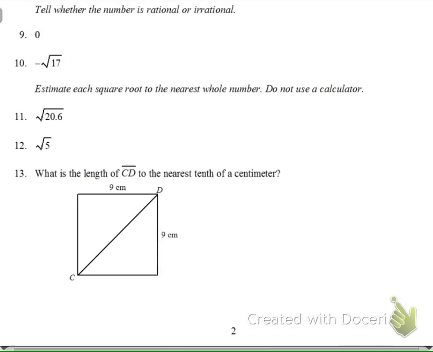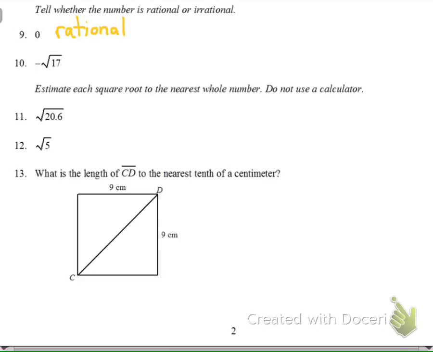Alright, now 9 and 10 is just asking me if it's rational or irrational. Alright, so number 9, 0. Rational or irrational? Well, all rational numbers can be written as fractions, and irrational numbers can't. So 0 is rational because I can write 0 as a fraction. 0 over 1 equals 0.